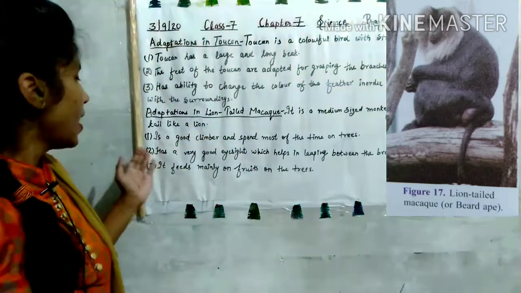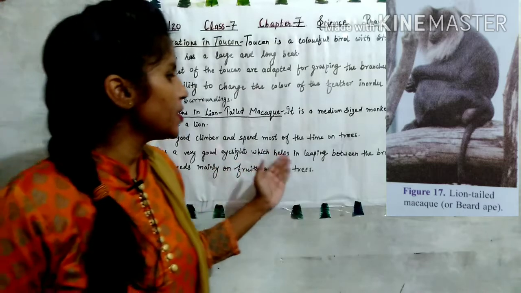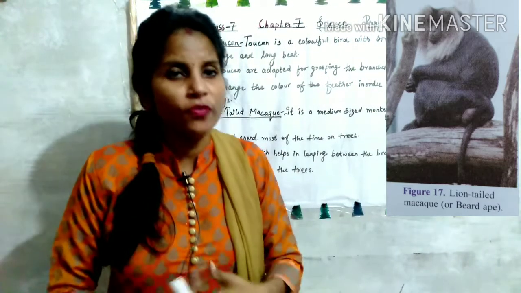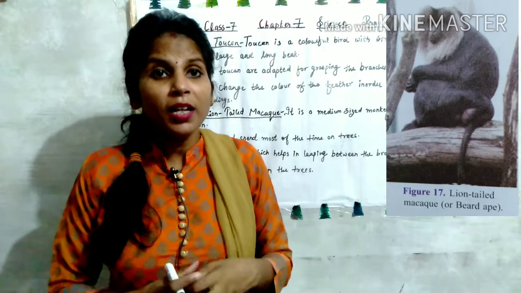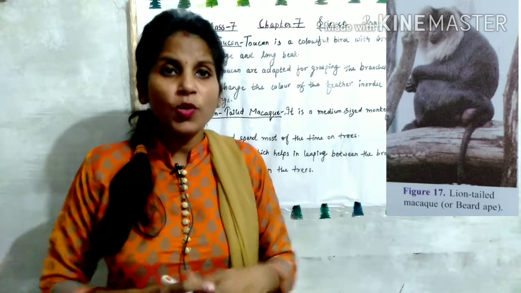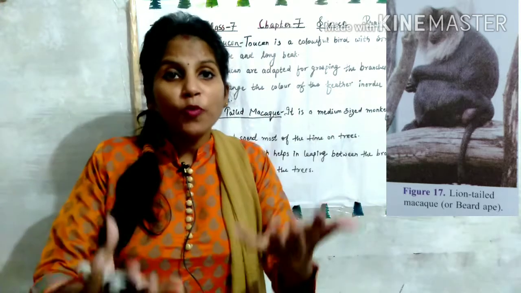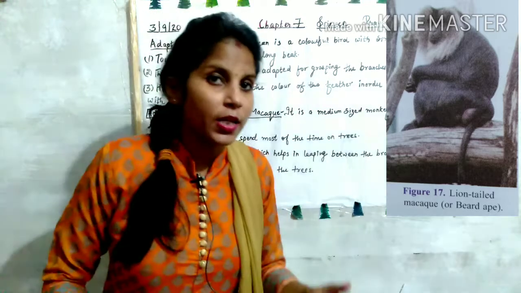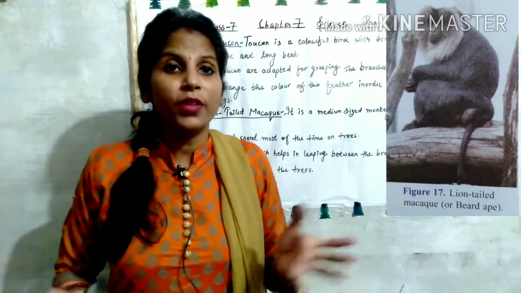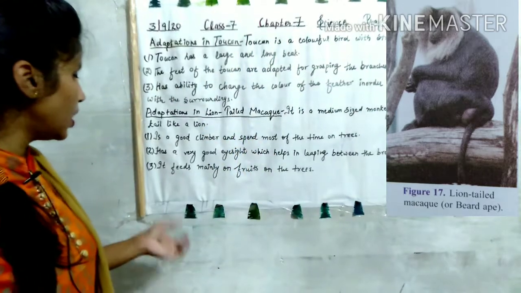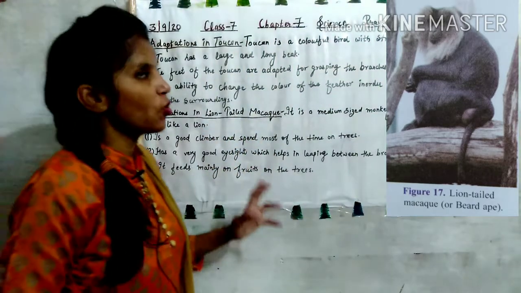Then second, has a very good eyesight which helps in leaping between the branches. So the vision or sight of this monkey is very good, through which it can see its predator also, and through which it can leap from branch to branch very easily without missing the hold. Okay. Then third, it feeds mainly on fruits on the trees.